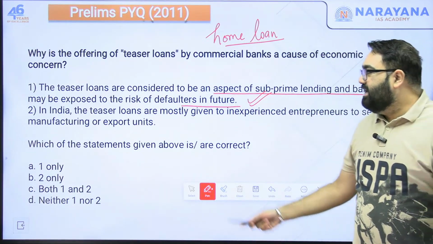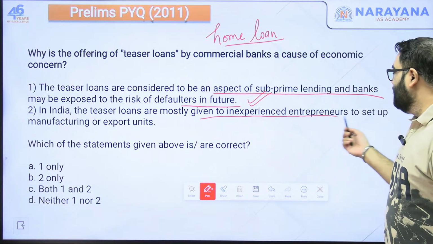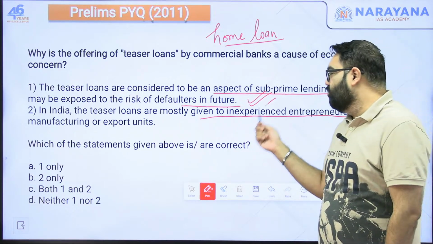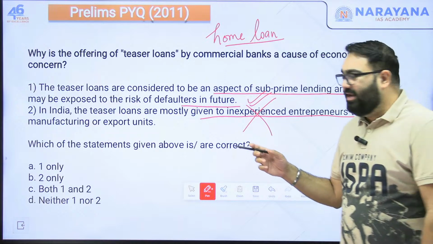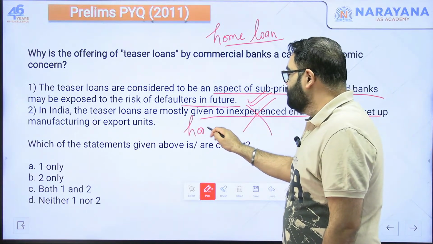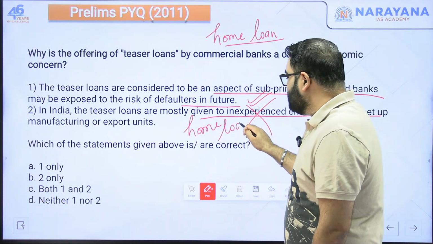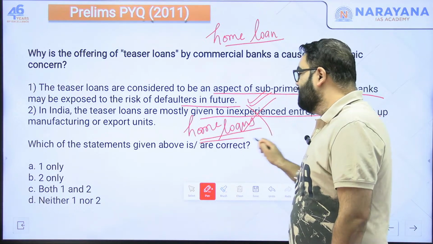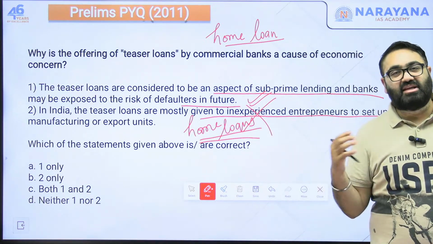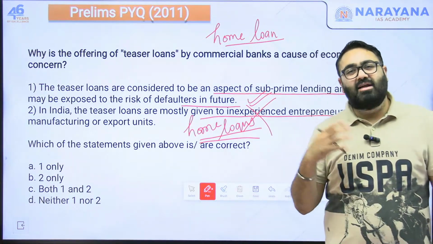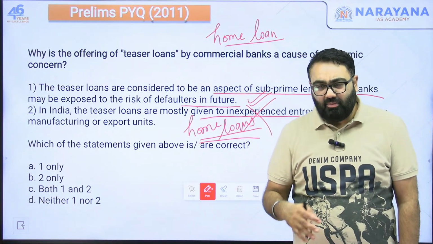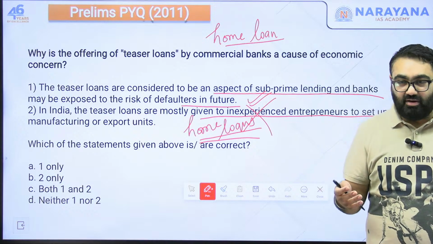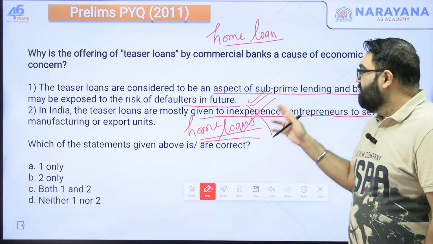Second, in India, teaser loans are mostly given to inexperienced entrepreneurs to set up manufacturing export. No. As I said, teaser loans mainly are home loans, housing loans, that are given in India. Those are categorized mainly as teaser loan because this is where disbursement is taking place in parts, and as more and more disbursement goes out, more and more will be the EMI burden, and that's when it becomes dangerous. So one only is correct.